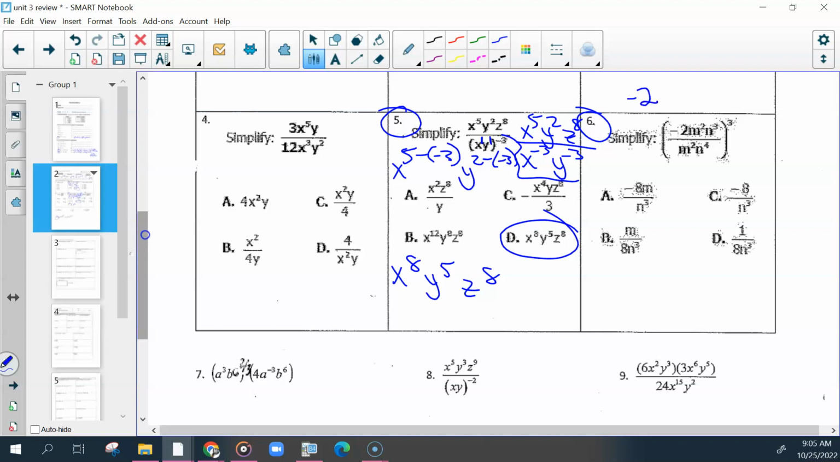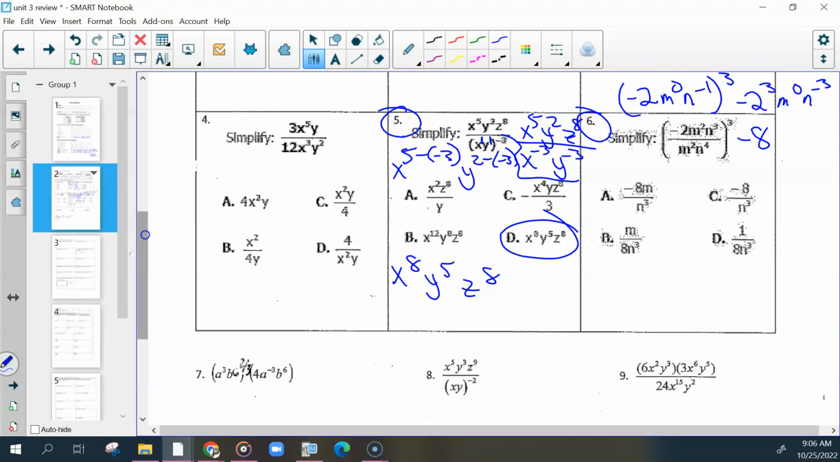So this is going to be 2 minus 2, so 0, and 3 minus 4. Then we can apply the exponent. So this would be negative 2 to the third, still m to the 0, and n to the negative 3. Negative 2 to the third is going to become negative 8.